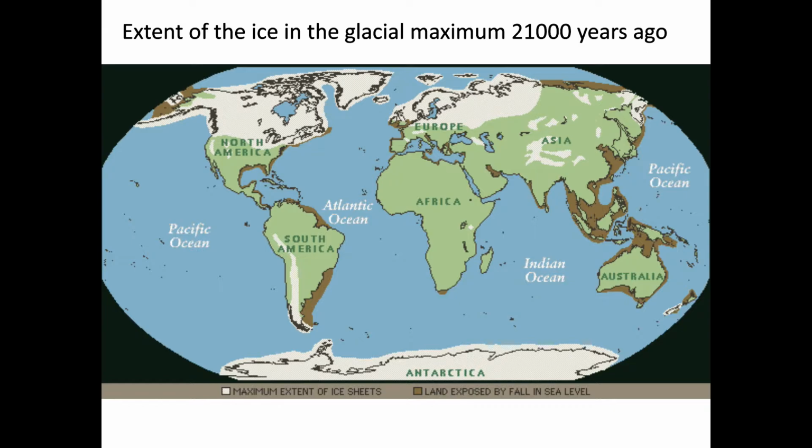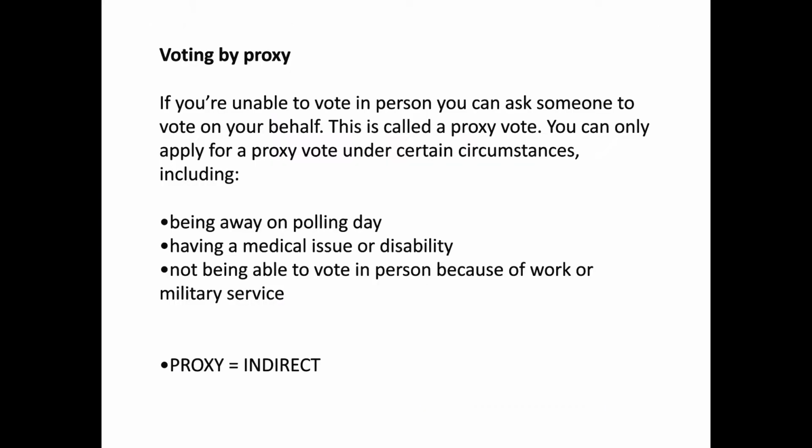Where the brown is was land at the time, because of course there is this thing called eustatic sea level change, where if the water is locked up in the ice, it can't be in the sea. So we have this fluctuation. So there's a lovely synoptic link here between the coast module in year 1 and climate change in year 2.